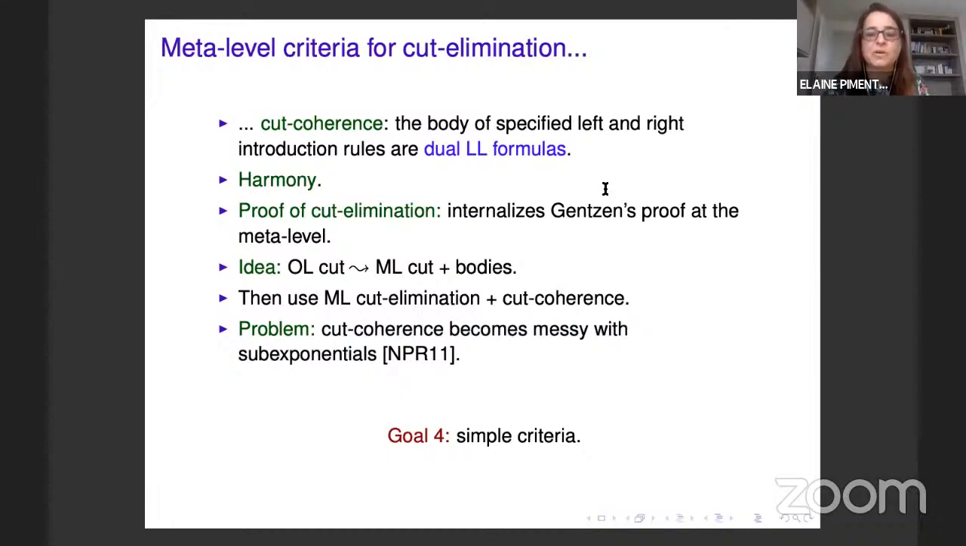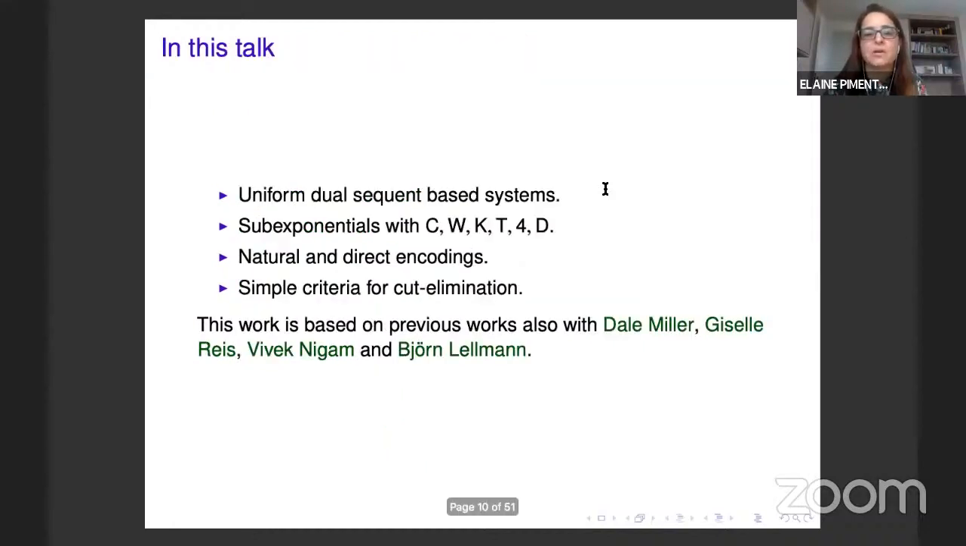So this is the talk. Four goals, and the goals are this. We're going to show uniform sequent-based systems, sub-exponentials with all those axioms that I put there. We're going to have natural and direct encodings and a simple criterion for cut elimination. As I said, this is work that we have been doing for a long time now, and it's based on lots of works, of course.